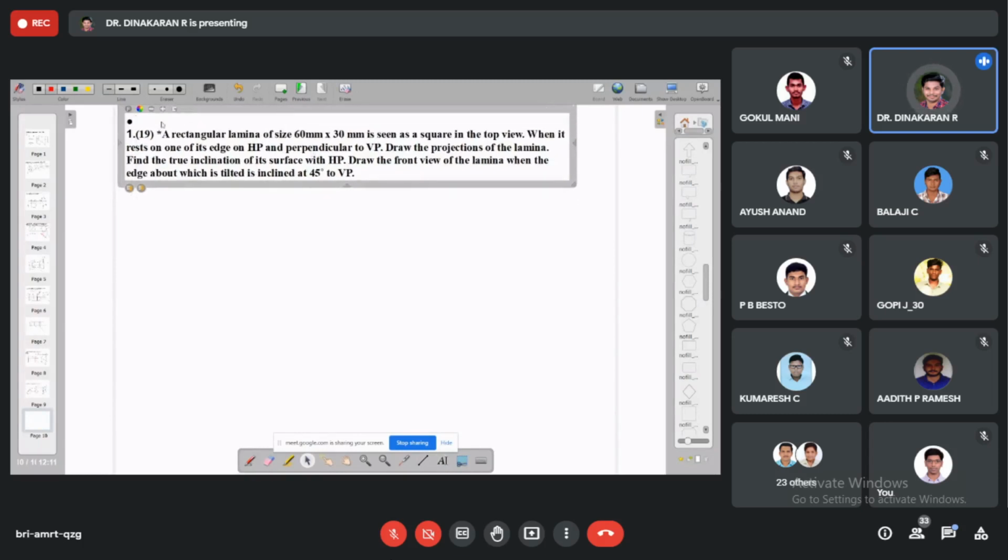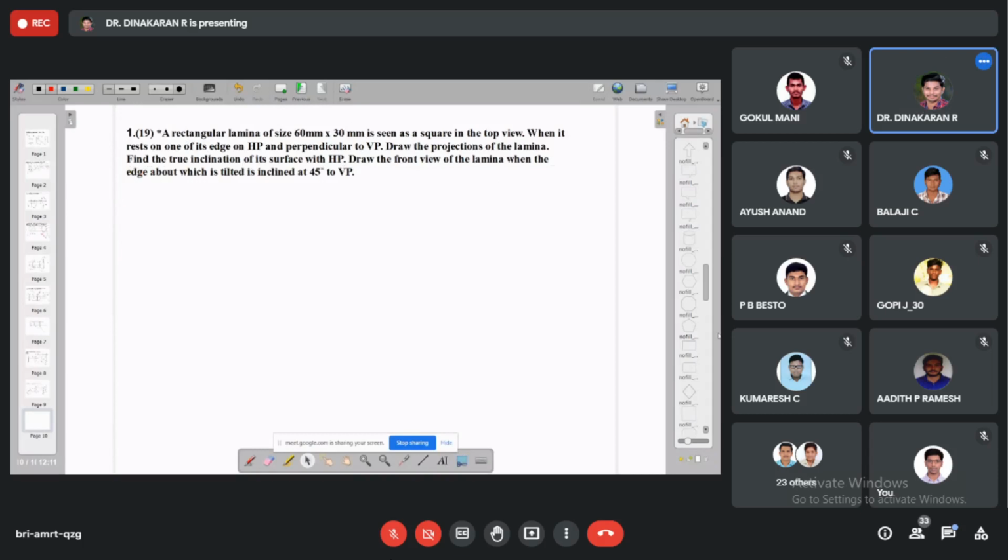Okay, what geometry is given here? Read the geometry. What geometry is given? And tell me how to draw. What is the procedure? Rectangular lamina. What are the dimensions they give? 60 mm by 30 mm. See, rectangular lamina geometry is given. The rectangle has one longer side and one shorter side, so two dimensions are given.